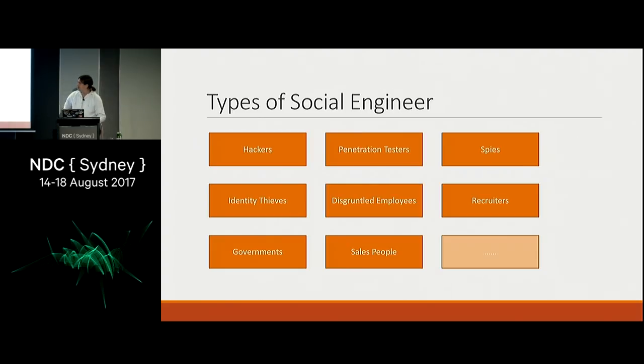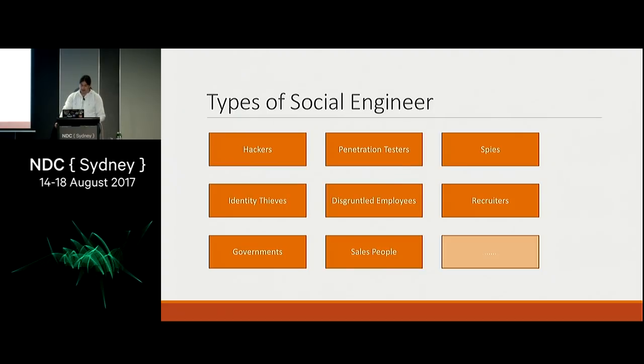So who makes up social engineers? Typically we have hackers. They're the ones we all know about. Penetration testers are people who are legitimately paid by companies to try and break into their systems, and they'll either do that via traditional hacking or via trying to impersonate people and extract information like passwords from people. But then you've got your typical things like spies and governments, all the sorts of things that we see in James Bond films, where the spy takes on a personality or a persona of someone else.